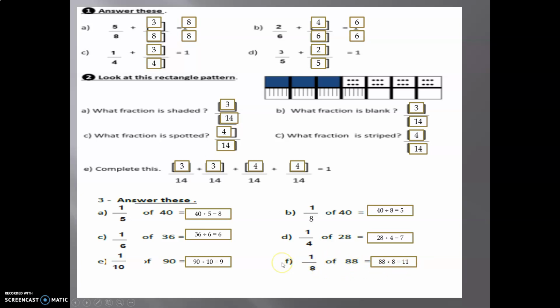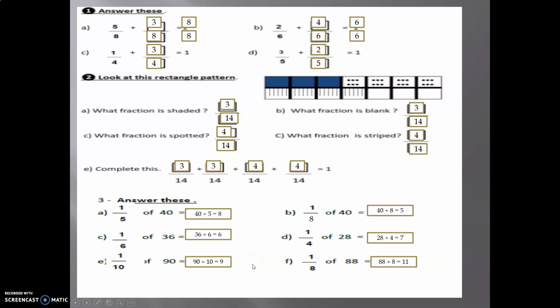So now we can solve the fraction of a number in an easy way. You just divide the total by the denominator, because the denominator is the equal parts that we want to divide our total into. So if you divide the total by the denominator, you will get the answer of the fraction.